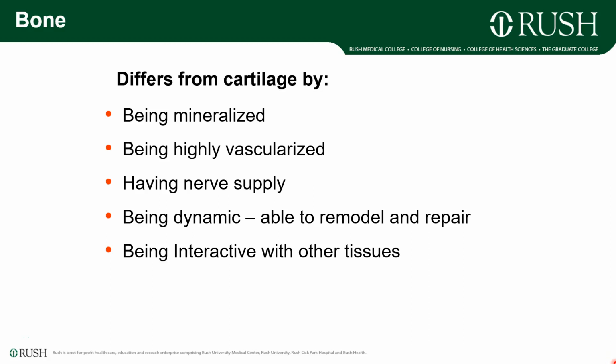Bone is very different from cartilage, and it differs by being mineralized, highly vascularized, and having extensive nerve supply. In addition, it's also very dynamic, which means that it's able to remodel and repair, unlike cartilage. It also interacts with other tissues such as the muscle and ligaments.